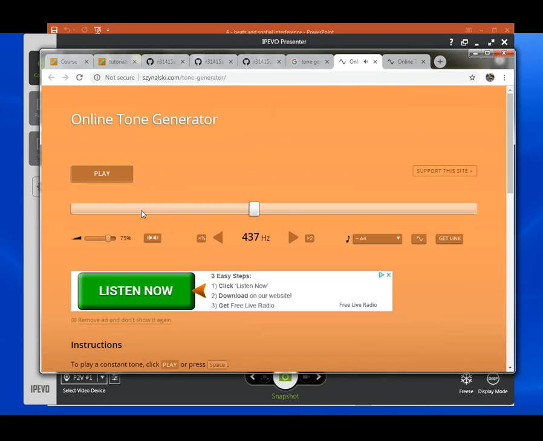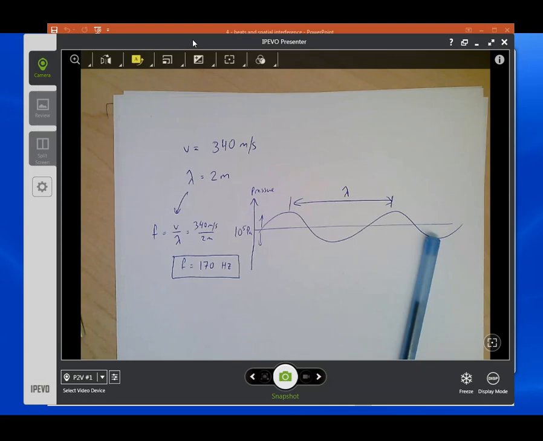This is the way that we can hear these sounds. And 170 hertz is going to be a sort of low tone, but since it's between 20 hertz and 20 kilohertz, we should be able to hear this sound.